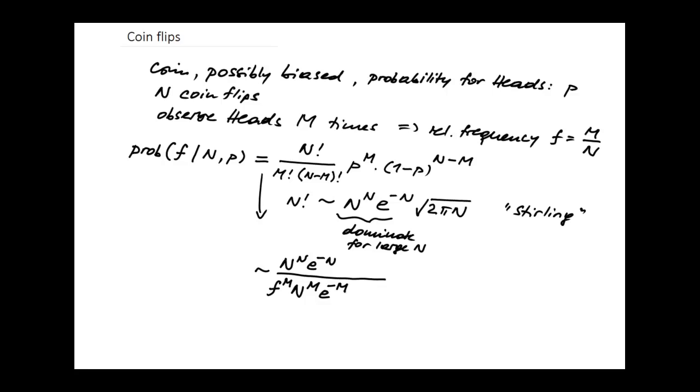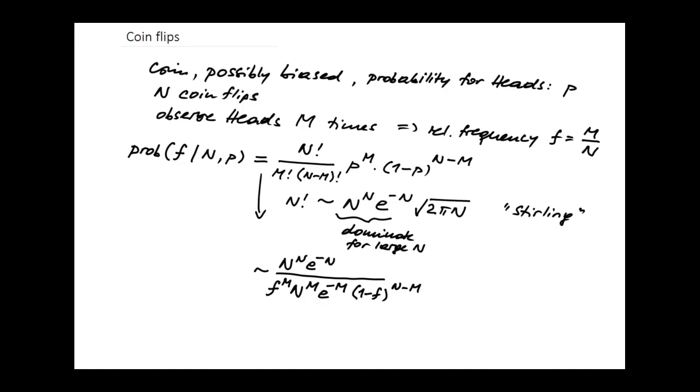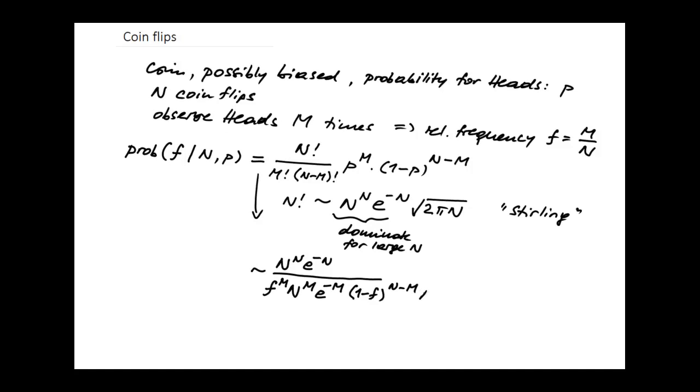We can do the same for n minus m factorial. We use Stirling again, and we also use the fact that n minus m equals 1 minus f times n. So here we find 1 minus f to the power n minus m. Then we have n to the power n minus m, and then we have e to the minus n minus m.